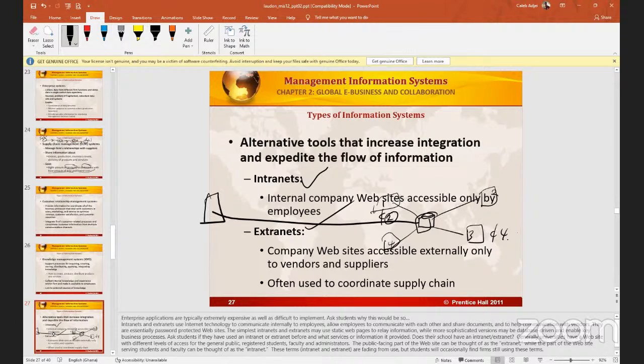And what is an extranet? It is an internal network of an organization that has been extended to include people from external sources. So we can allow our suppliers who are not part of the business to have access to our database. The only thing those suppliers will be seeing is the stock level of the various products that they supply to us. So if this is Nestle Ghana, okay, if Nestle is connected to our database, the only information Nestle will see is about the products that they have supplied to us. Okay, so an extranet is a company website accessible externally only to vendors and suppliers, often used to coordinate the supply chain. So we have an extranet that helps us to coordinate activities of the supply chain.